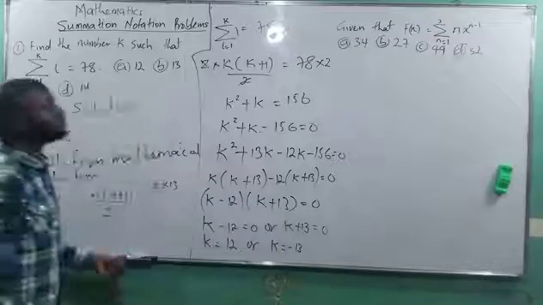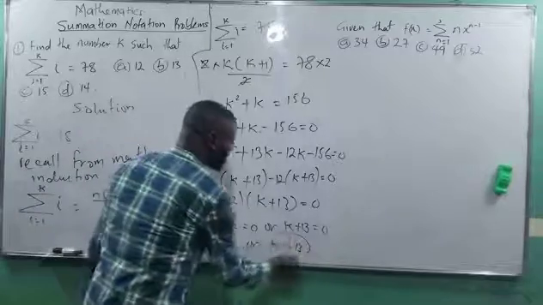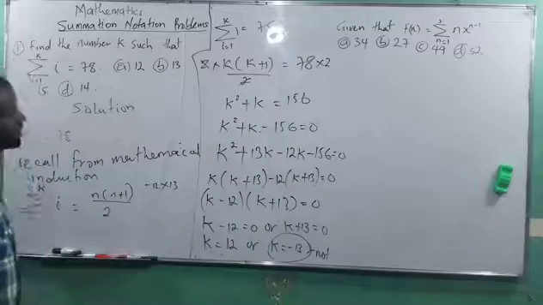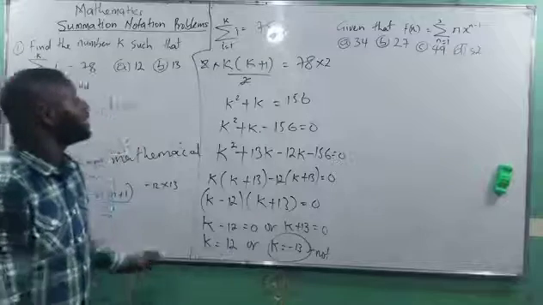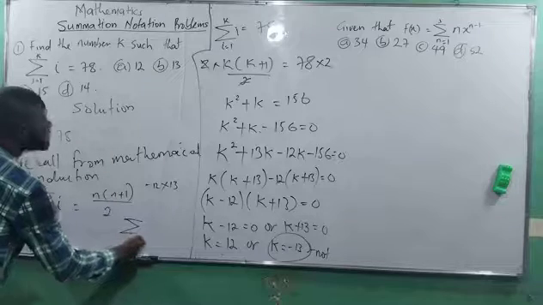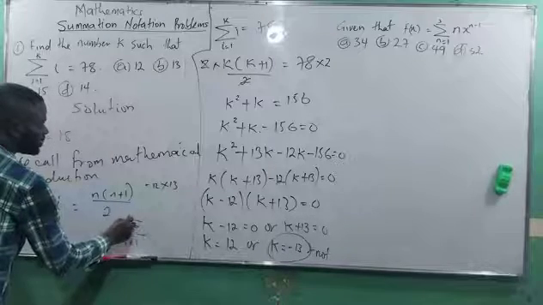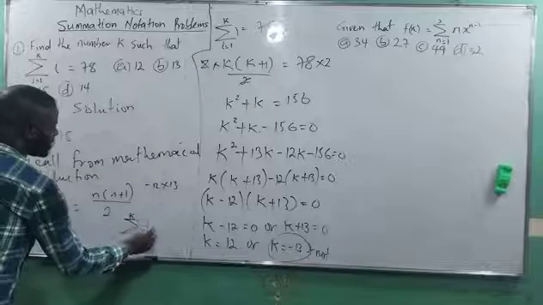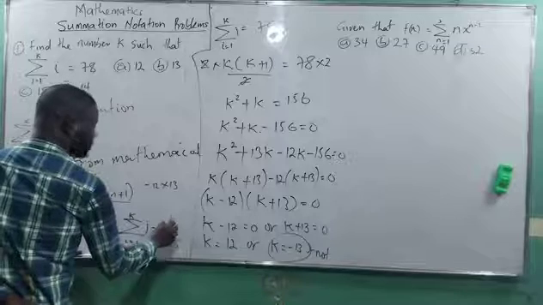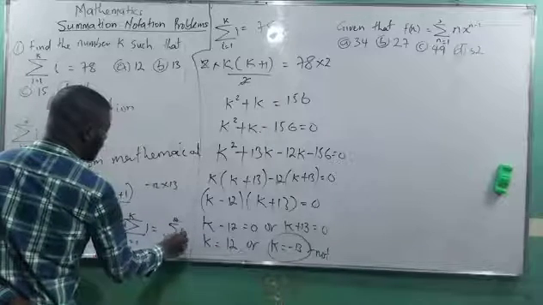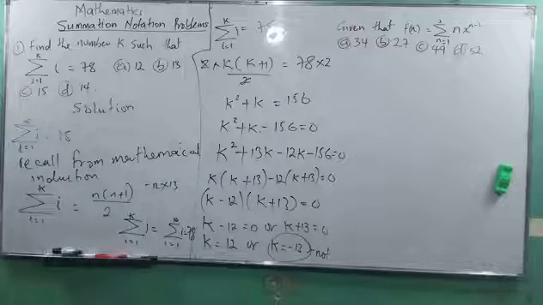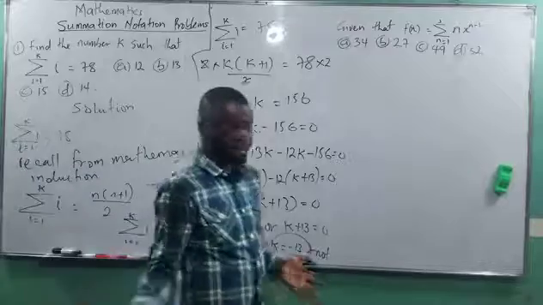Now my k will be equal to 12, or my k will be equal to minus 13. Note that minus 13 can never be the answer, but 12 is. So k equals 12. The interpretation is that the summation of i from 1 to 12 of i, if you sum it up, will give us 78. You can try that on your own to understand what I'm trying to explain there.